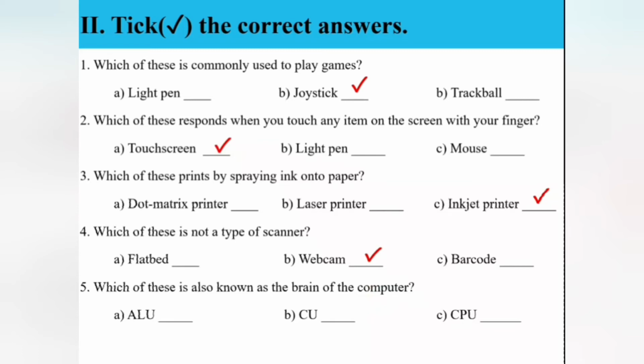The fifth one is, which of these is also known as the brain of the computer? The options are ALU, CU and CPU. Which one is the correct option? Already you know very well. What is the brain of our computer system? Yes, CPU is the brain of our computer system. Could you understand, children? Shall we move on to the next Roman?